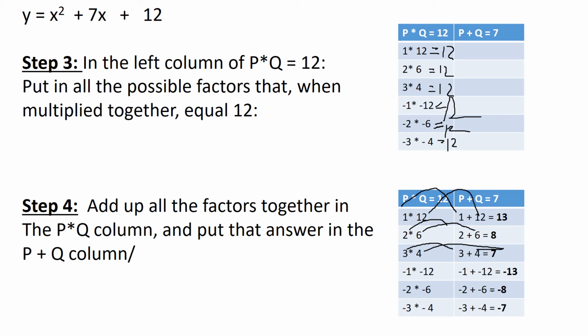Now, what we need to do here is find the row where p times q equals 12 and p plus q equals 7. Now on the left, of course, they all equal 12, but there's only one on the right that equals 7. This one right here, 3 times 4. So it's two factors, my 3 and my 4.